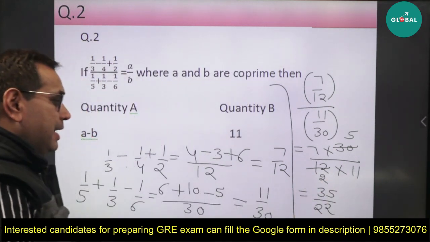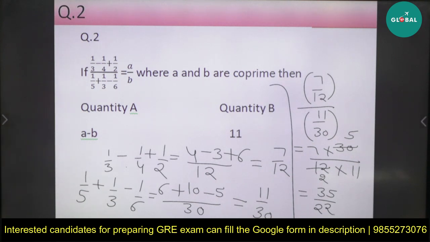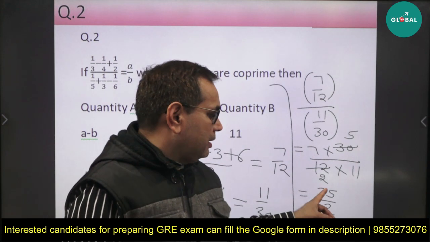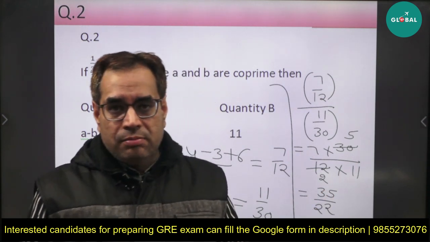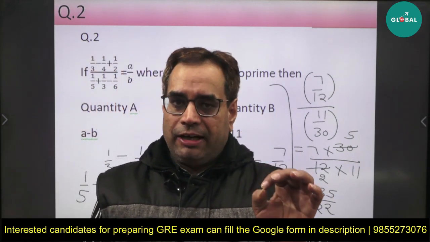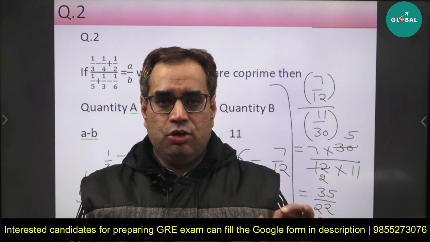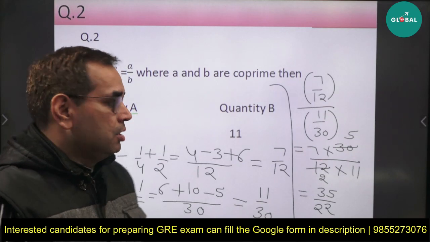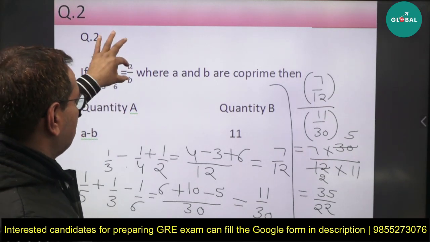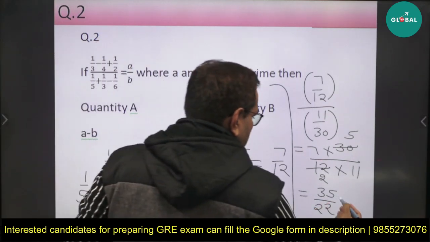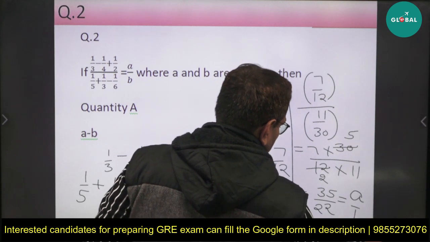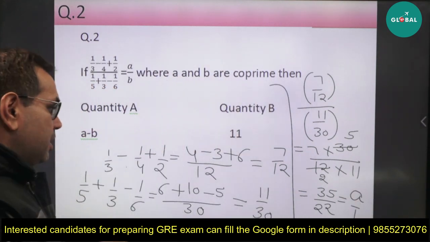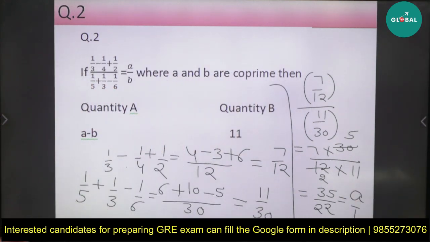Right, and we can see that 35 and 22 have no common factor other than 1. So two numbers having no common factor other than 1 are said to be co-prime, okay. So 35 and 22 are co-prime. So we can write directly them equal to A upon B, okay. So A is 35, B is 22, clearly.